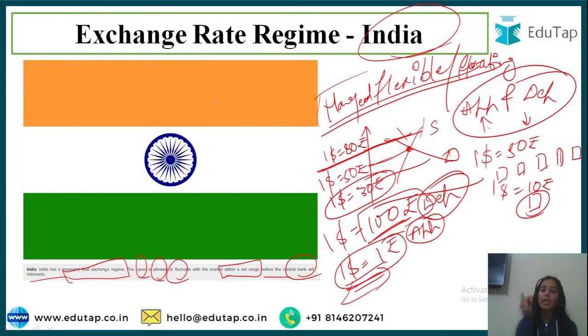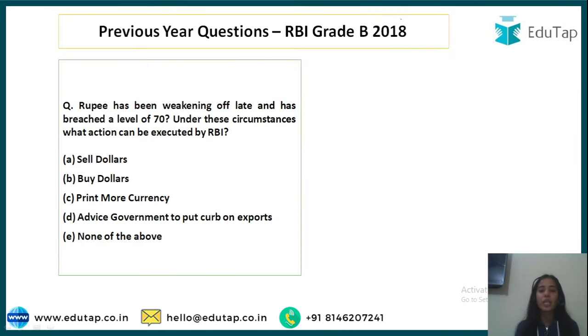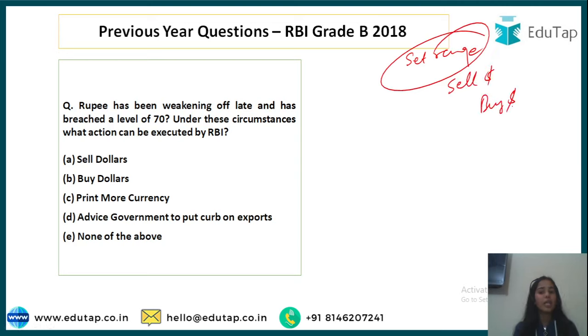In the managed floating, it will just have to bring the exchange rate back to the set range. Just bring the exchange rate back to the set range. That much selling of dollars or buying of dollars is enough. Just bring it in the set range. It is not necessary that you are bringing it to the $1 equal to some amount.